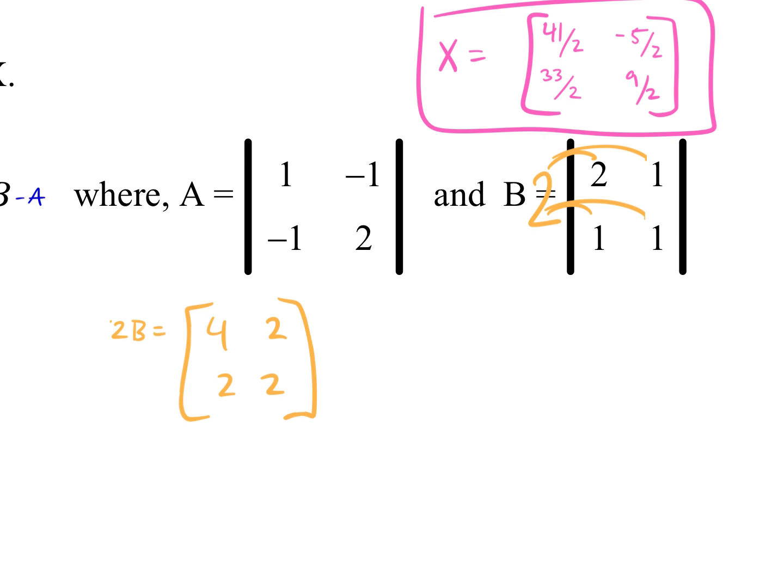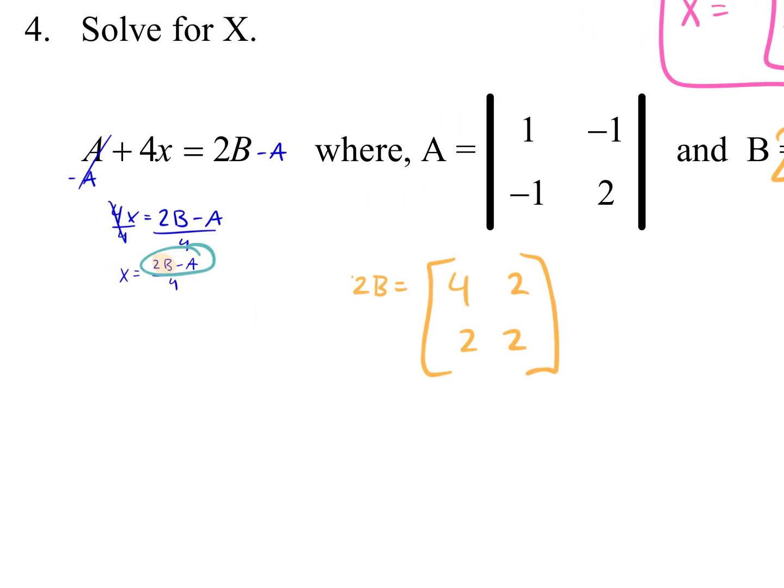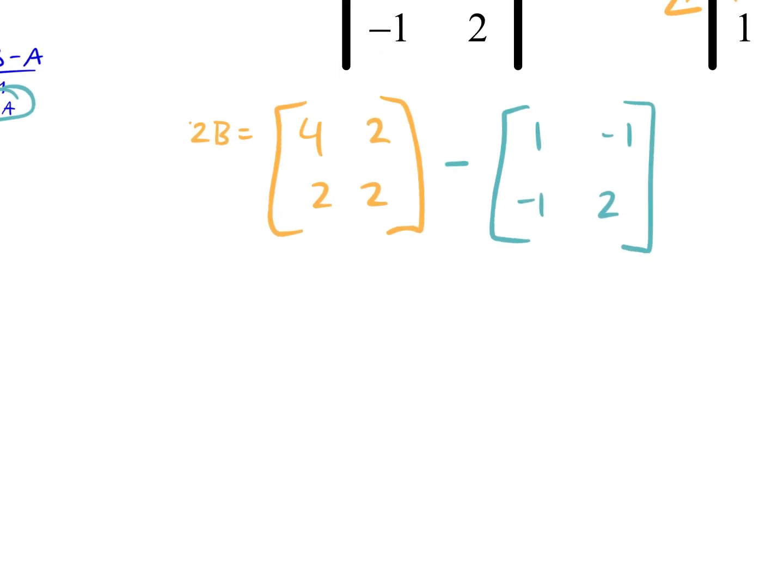What should we do next? Subtract a. Awesome. We're going to take 2b and subtract a. So a, I'm going to rewrite right next to it to make it a little bit easier for us to subtract. It would be 1, negative 1, negative 1, 2. So when we subtract here, we have 4 minus 1, which would be 3. 2 minus negative 1. Be super careful with the signs. Minus a negative would turn into plus. This is 2 plus 1, which would be 3. 2 minus negative 1 would be 2 plus 1, which is 3. And 2 minus 2, which is 0. So this is 2b minus a.